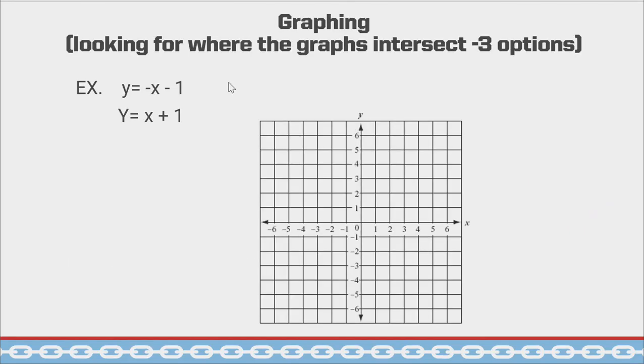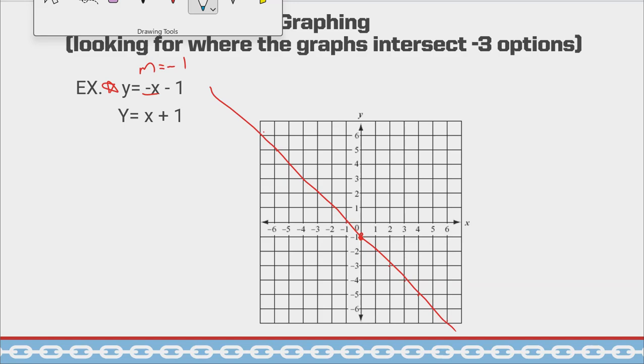So first up, we'll be graphing. We're going to graph these two equations. We're going to graph this one, y equals negative x minus 1. I'm going to start at my y-intercept of negative 1, and it has a slope of negative 1, because it's negative x, right? So the points are going to go like this, down 1, right 1. And I can connect those with a straight line to the best of my ability.